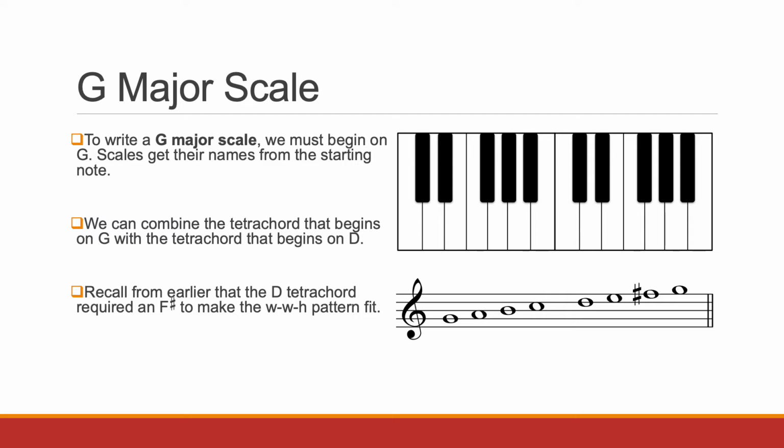So if we see the whole steps and the half steps of the full scale, it looks like this. Whole, whole, half, whole, whole, whole, half. Therefore, a G major scale has an F sharp.